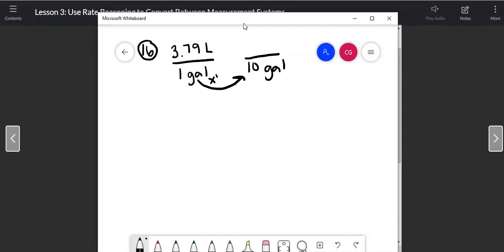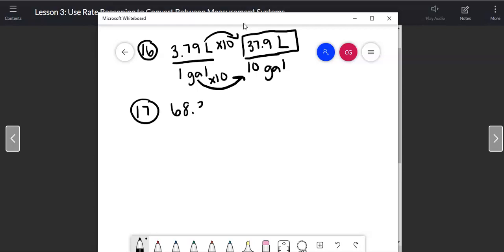So 1 times 10 is 10. And I put my L up there so we know. If I multiply by 10 on the bottom, I'm going to do it by 10 on top. So 3.79 times 10 is 37.9 liters. 17's answer is 68.3 miles per hour, or you could have written mph.